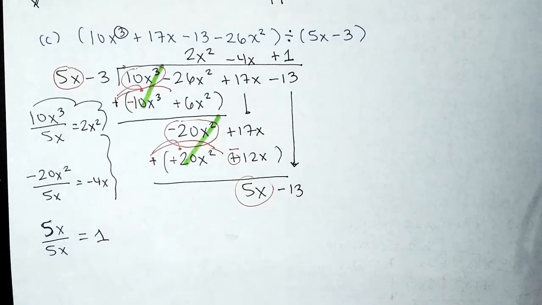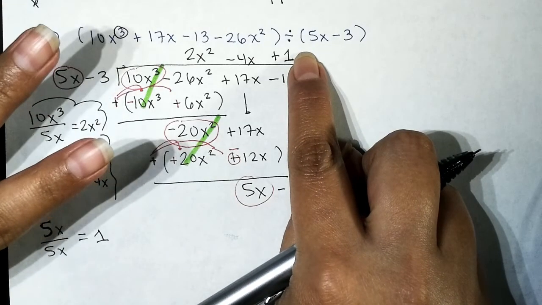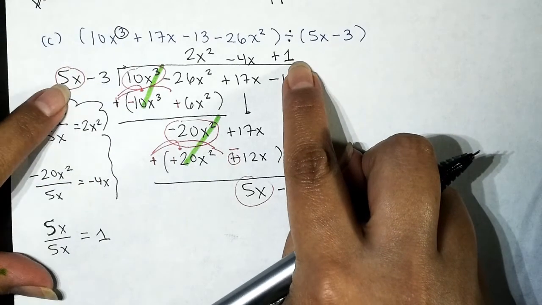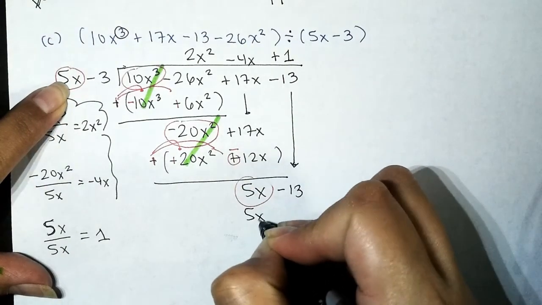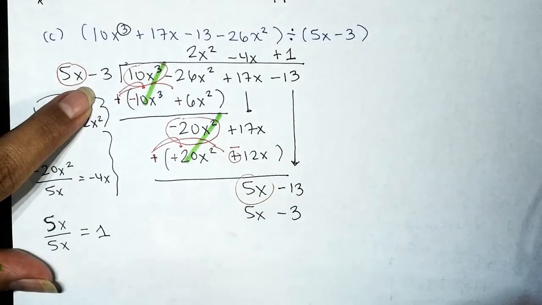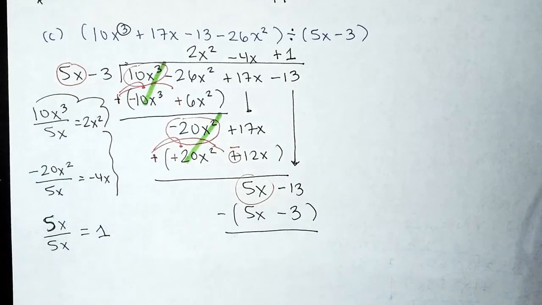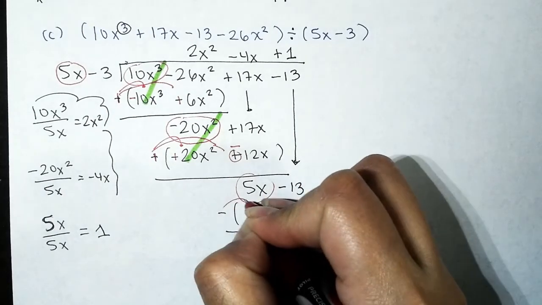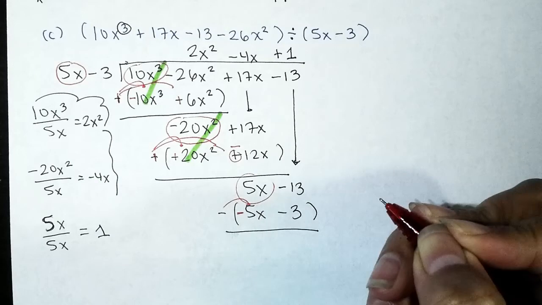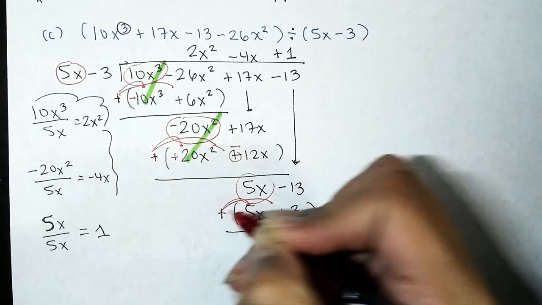So steps to long division: divide, multiply, and then subtract. 1 times 5x is 5x. 1 times -3 is -3. Okay, divide, multiply, subtract. Let's go ahead and subtract. When we subtract, you can add the opposite or whatever you feel like. The opposite of a positive term is a negative term. The opposite of subtracting 3 is adding 3. So we can switch it to plus.